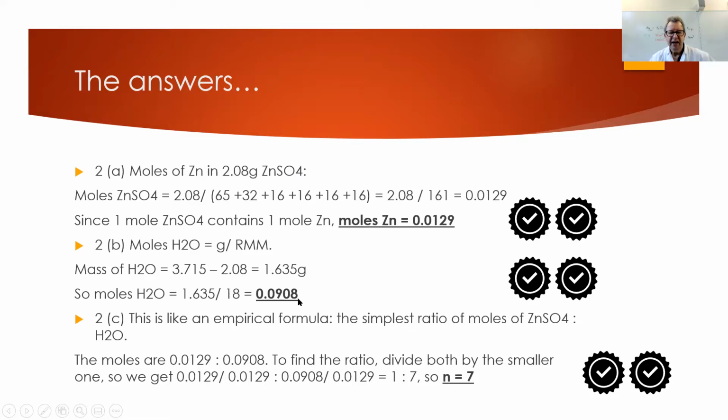0.0908. Now, what we want to do now is to look at what the ratio of these two is. Whenever you've got two numbers and you want to find the ratio, you divide through by the smaller one. So this one is the smaller one. Divide this by itself and it becomes 1. So the moles of zinc is 1 and the moles of water is 0.0908 divided by that, and that is 7. So the number of waters of crystallization is 7. That's a really hard question.